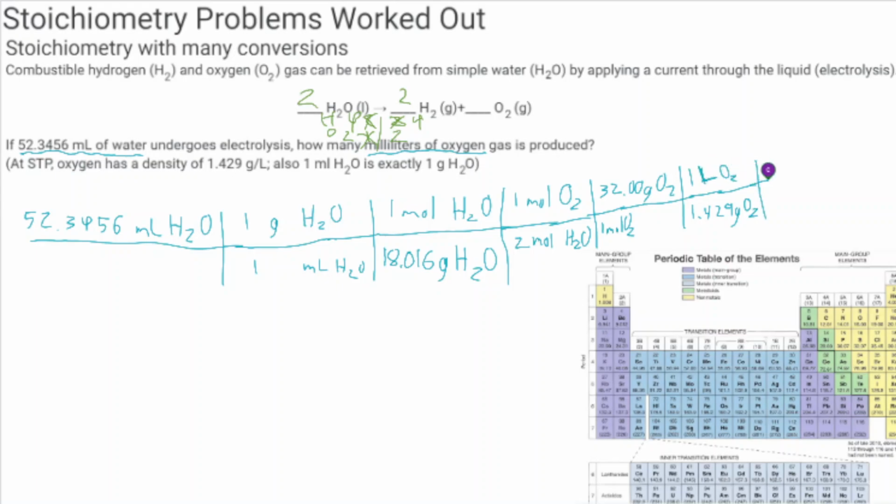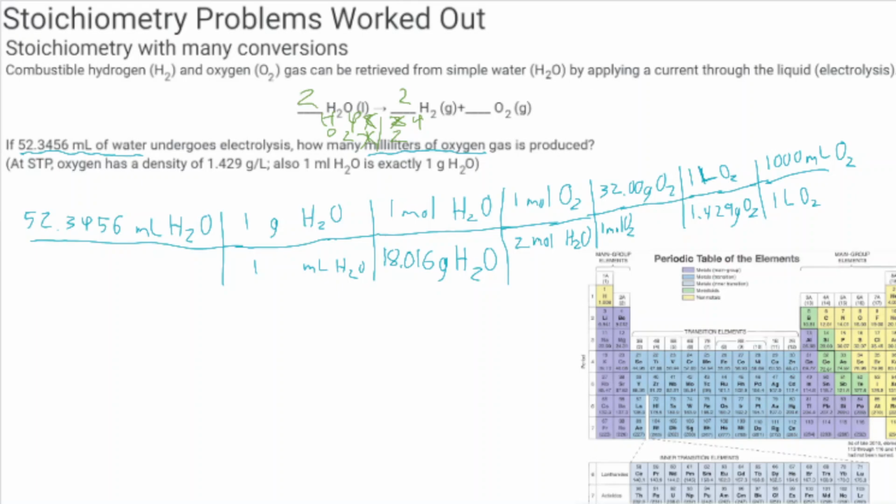All right, and the question is asking for milliliters. And we can convert from liters to milliliters by saying that for every 1 liter of O2, we have 1,000 milliliters of O2.